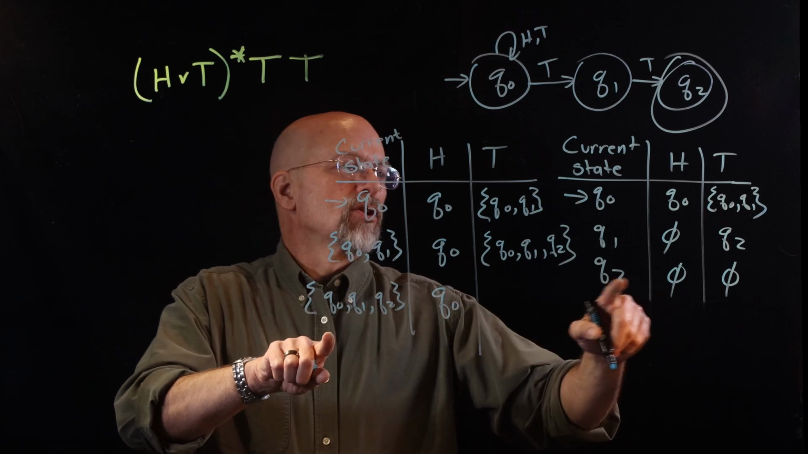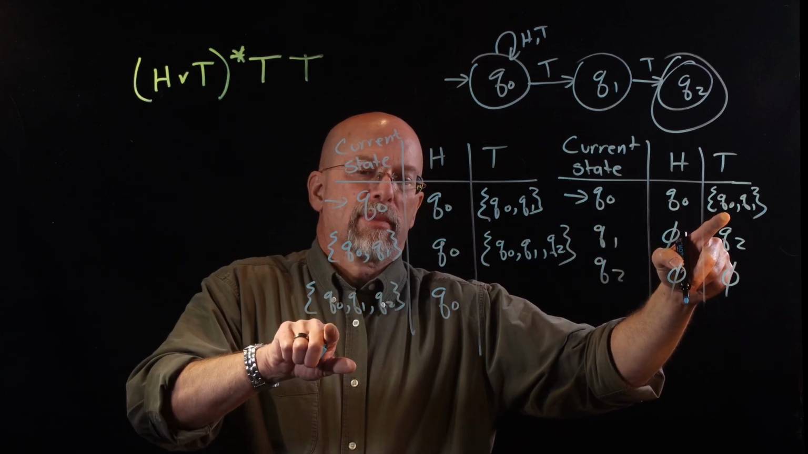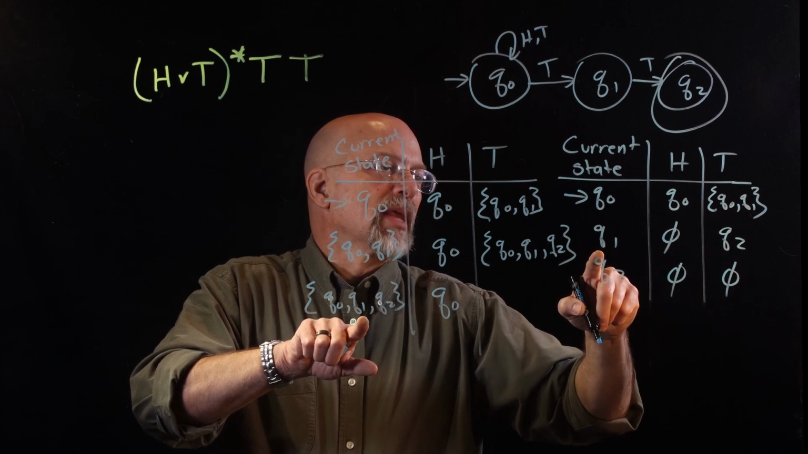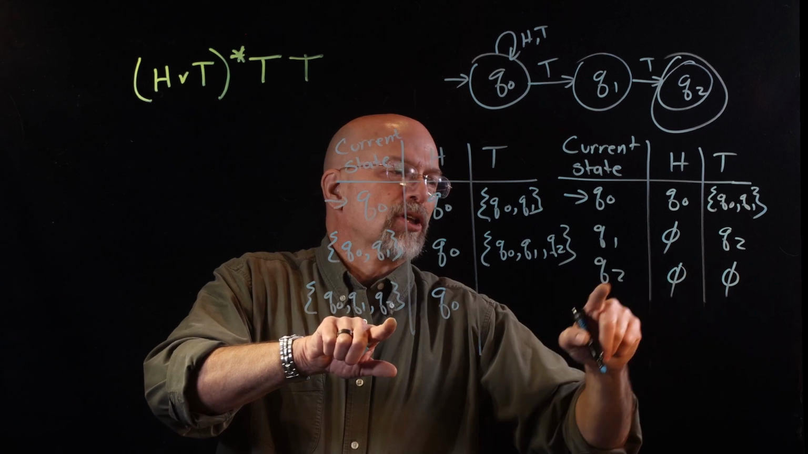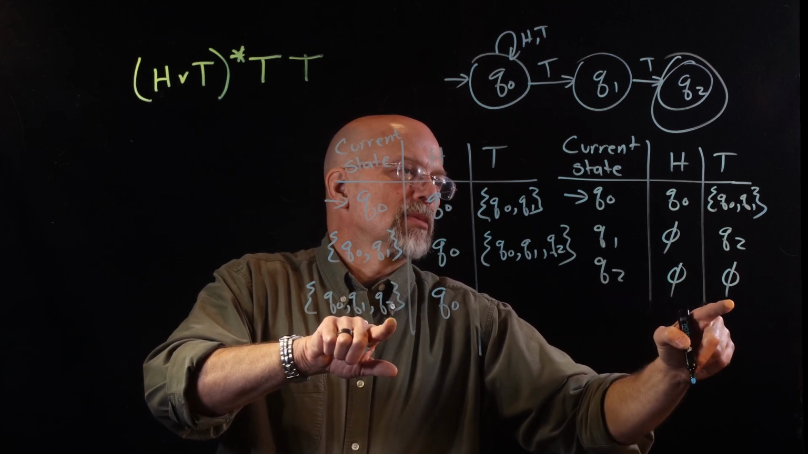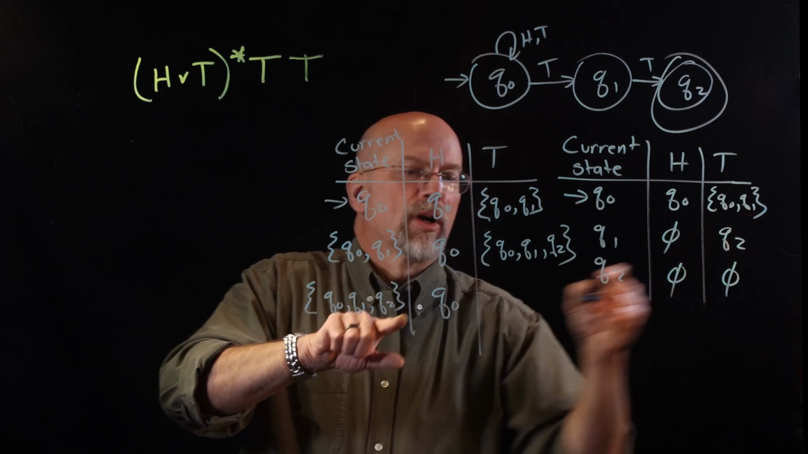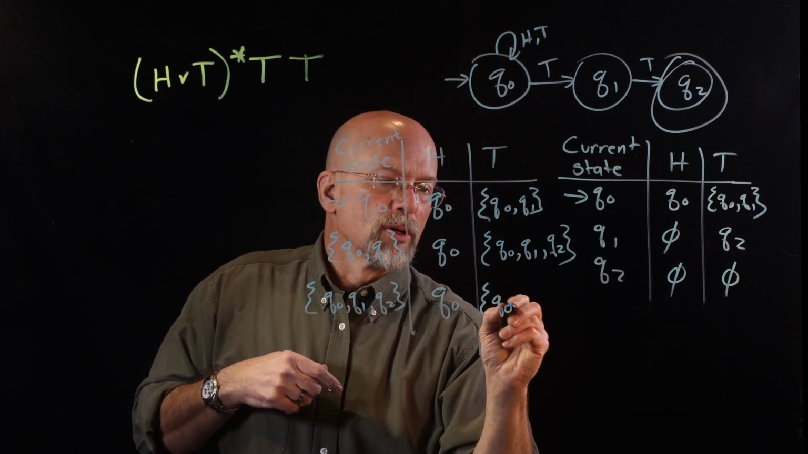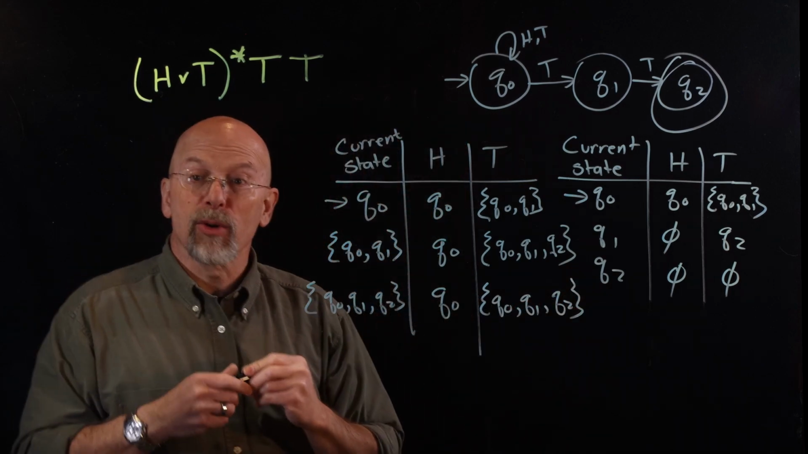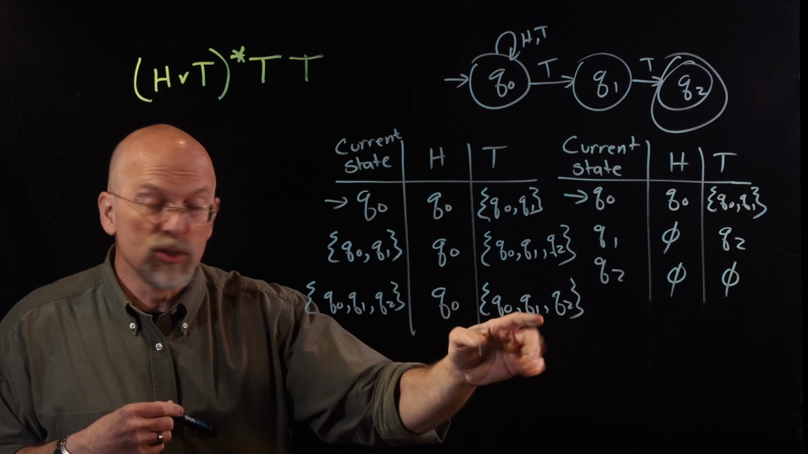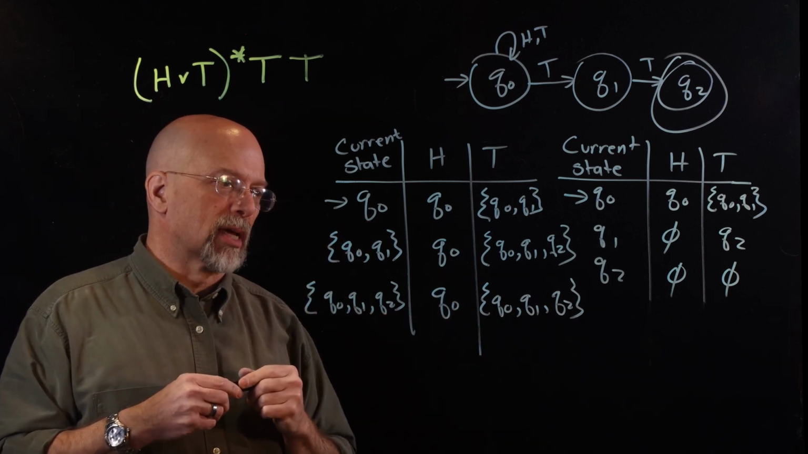If we're in Q0 and we get a tails, we're going to Q0 or Q1. If we're in Q1 and we get a tails, then we're going to Q2. If we're in Q2 and we get a tails, we're going to the empty set. So what's the union of all three of those? Well, it's Q0, Q1, Q2, and we haven't created a new state. That state already exists. We've just defined that row in the transition table.